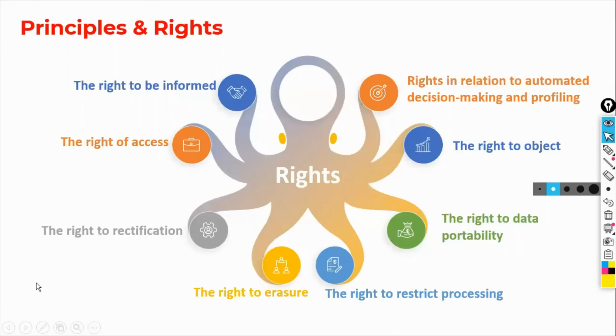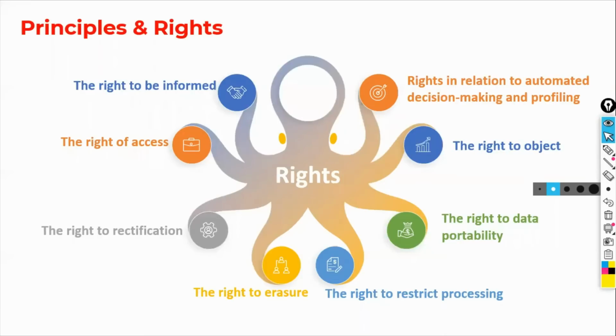Now there are certain rights given to the user. Those rights are the right to be informed. If the personal data of any user is being processed, the user has certain rights. You need to inform those users every time whose data you are processing. Right to access: anytime the user can ask to access their data. Rectification also: the user can ask you to rectify the data if certain corrections are required. The user also has the right to ask you to erase the data. Right to restrict processing: if you don't want your data to be processed, you can raise these concerns in front of the organization.